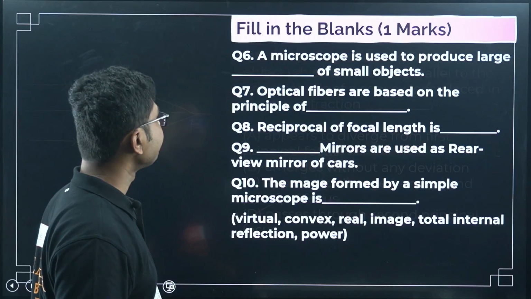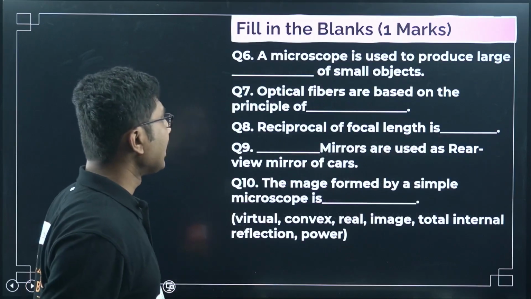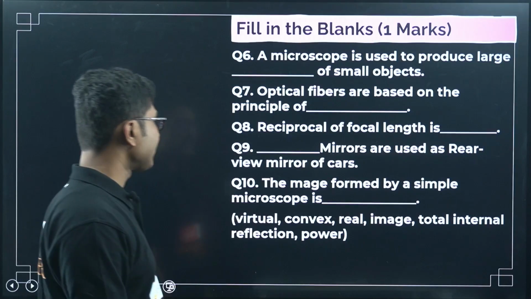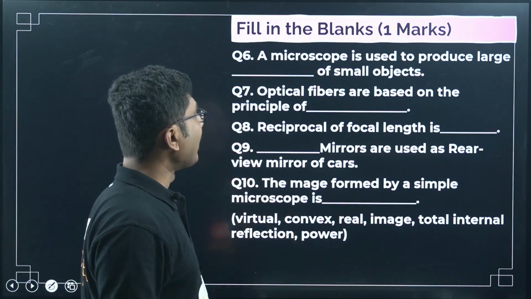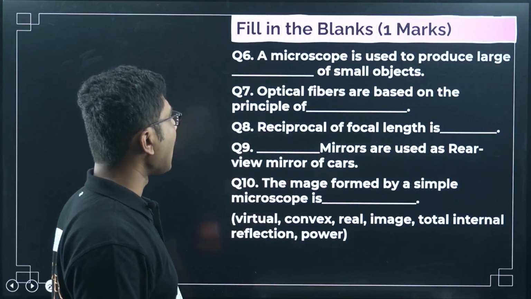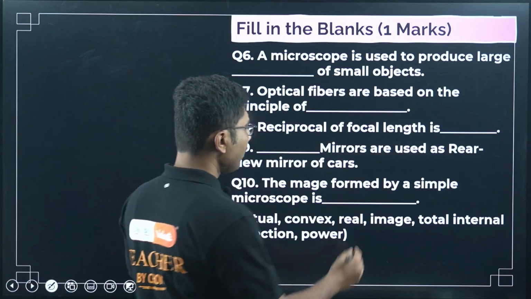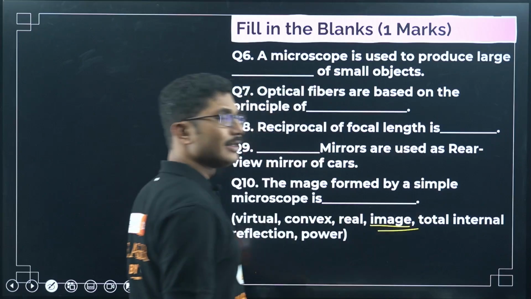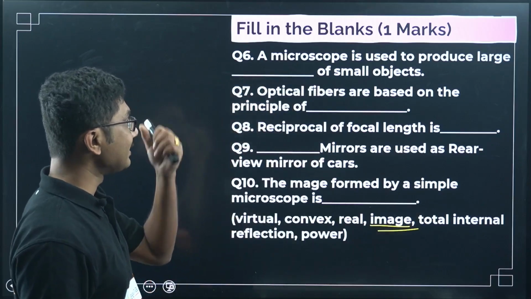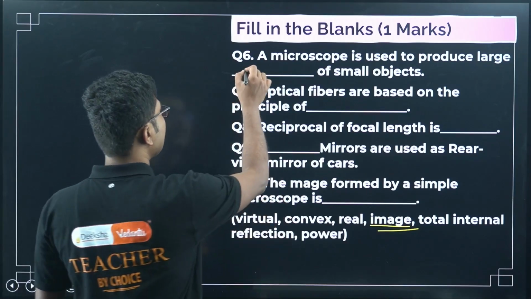Now next question. Now we are doing the fill in the blanks questions. A microscope is used to produce a large image of small objects. Okay, so obviously we can read the question and simply see what the option is. So here it will be image.